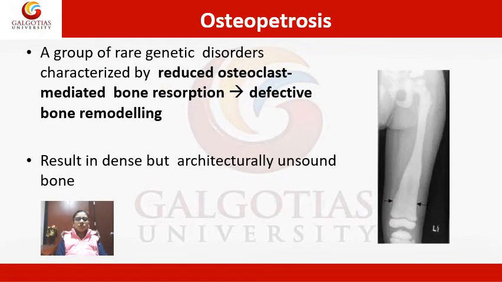Third is osteopetrosis, a group of rare genetic disorders characterized by reduced osteoclast-mediated bone resorption, which leads to defective bone remodeling. Bone remodeling means bone coming back to its normal shape, but here it is defective. It results in dense but architecturally unsound bone.